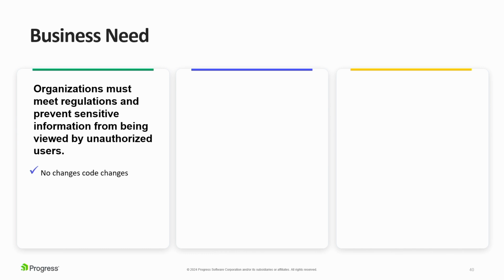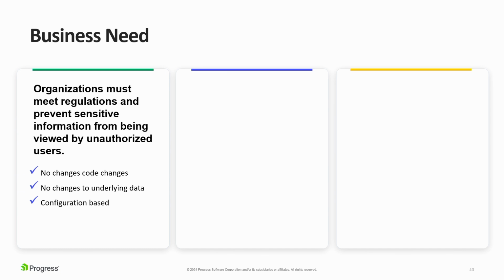And so the technical requirements that our architects were given were that we need to protect the sensitive information. We don't want to change our code. We don't want the underlying data to be changed. We want it to be configuration-based.